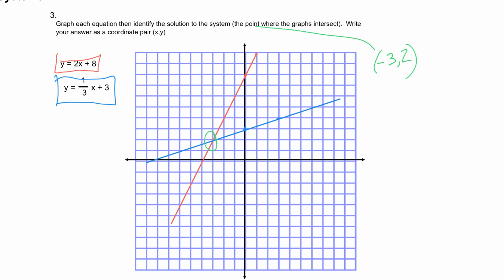I'm going to plug negative 3 in for x into that top equation. 2 times negative 3, that's negative 6, plus 8 gives me 2. That works. Plug it into that second equation. 1/3 of negative 3, it's negative 1, plus 3 is 2. That is the solution to both lines.